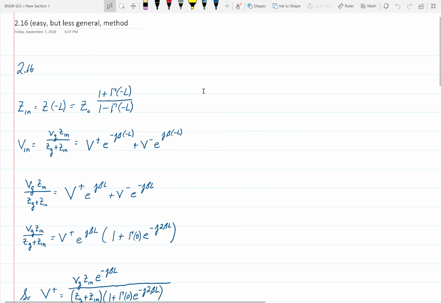So we're looking at the same problem. Zn is equal to Z of negative L, which is equal to Z naught times 1 plus gamma of negative L over 1 minus gamma of negative L. This is an equation that we used in the previous analysis. Vn is equal, this is the voltage divider, so this is also an equation that we used in the previous analysis. And this is the equation for Vn, since Vn is equal to V of negative L on the line. And this also is an equation that we used in the previous analysis.